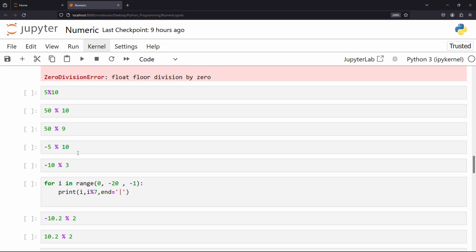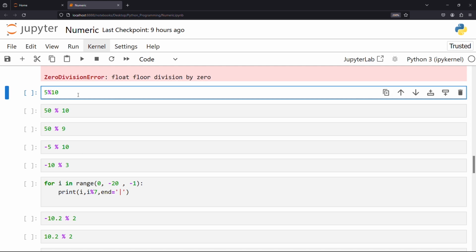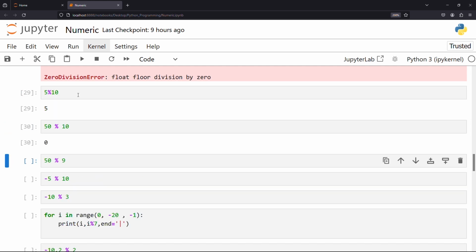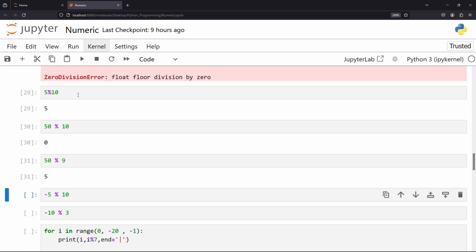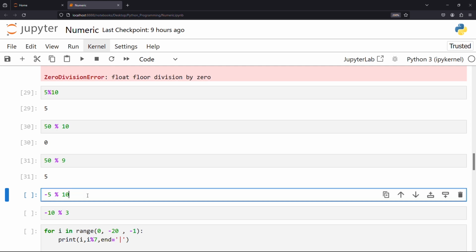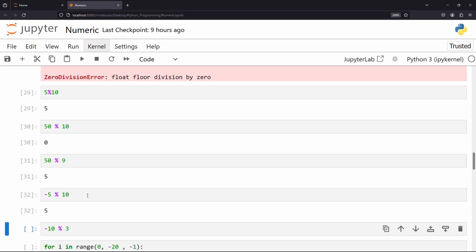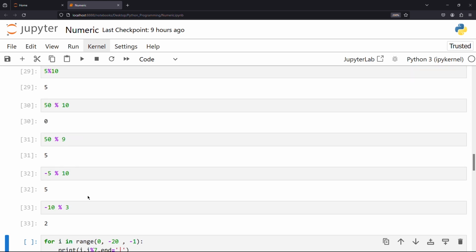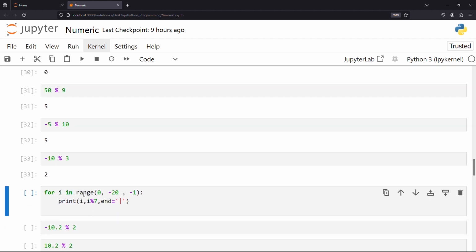So let's see the modulo operator. In the modulo operator also you can use it like this. So 5 mod 10 will be 5, 50 mod 10 will be 0, and 50 mod 9 will be 5, because 9 fives are 45 and 5 is the extra remainder. Similarly, minus 5 mod 10 will be 5 and minus 10 mod 3 will be 2. Here you might be thinking it should be 7, but let's see how these modulo values change when we are going backwards.